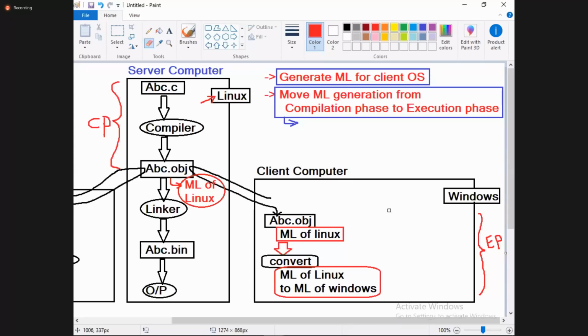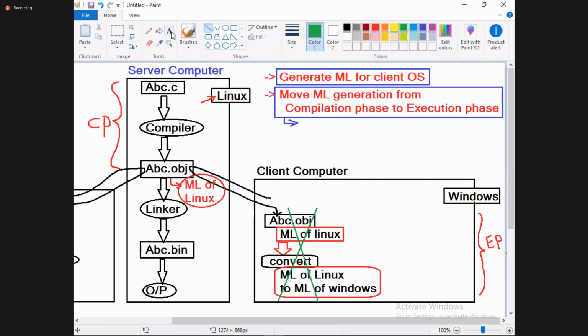Is it possible to convert Telugu to Telugu, Hindi to Hindi, English to English? No, right? You cannot convert one language to the same language. So this option is the wrong option. It is not possible to convert machine language of one format to another format. Option number one gone.